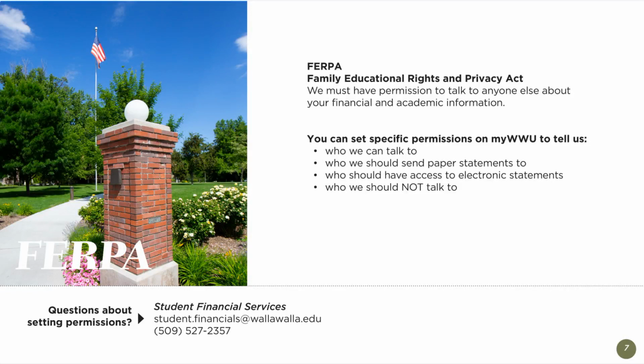You can tell us who we can talk to, who we should mail a statement to, who we should send email reminders to, and who we should not talk to. You can also choose to have statements mailed to multiple people. You can authorize other users to see electronic statements. And this is also why no one else can call to reset your password to your student account, because of FERPA. Computer support, the help desk, can only reset a password for you, the student, when you contact them.